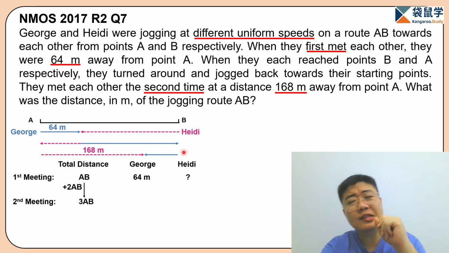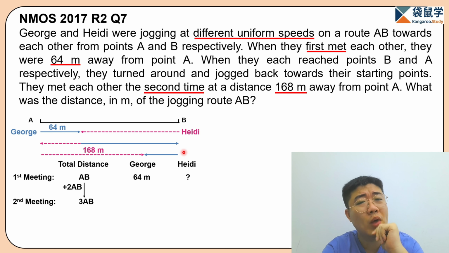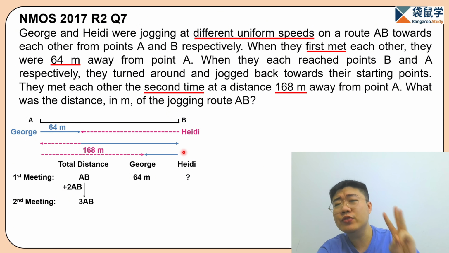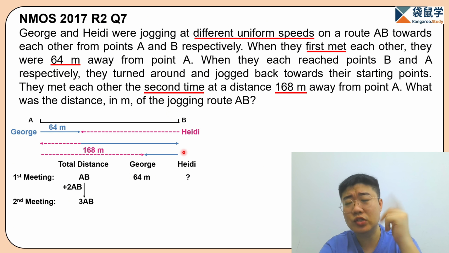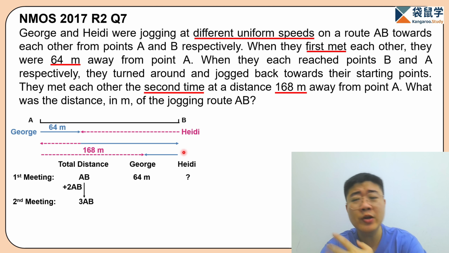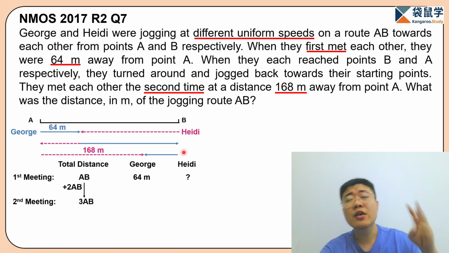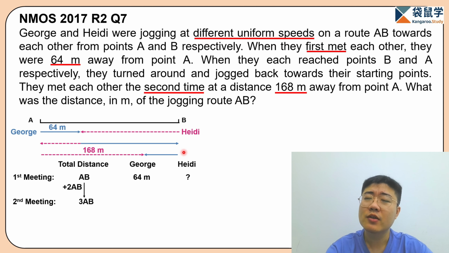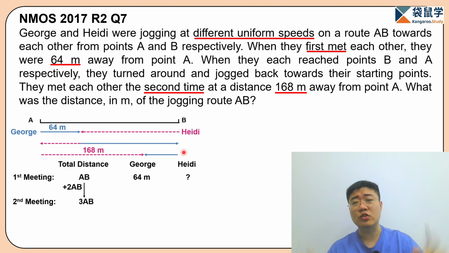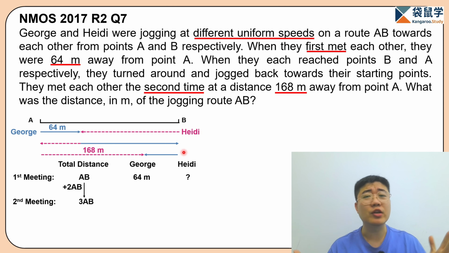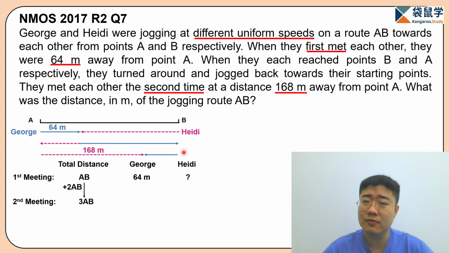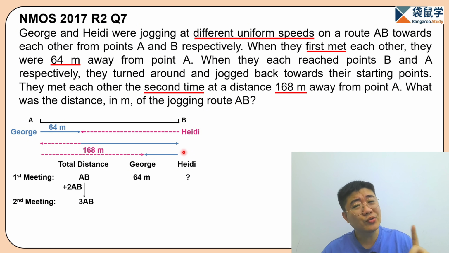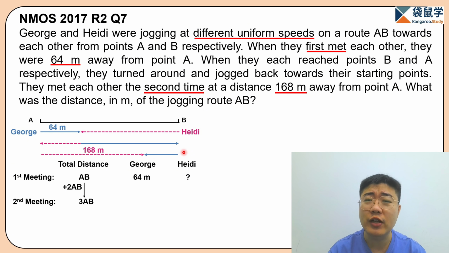So now, let's think about this. At first, they travel 1 AB. Now they travel 3 AB. What is the relationship here? We're going to realize that now the distance traveled is 3 times before. So let's think, if the total distance traveled is 3 times before, how about the individual distance traveled by George and Heidi? Oh, so we are going to realize, right, because both of them did not change their speed throughout the journey, so each of them is also going to travel 3 times the distance before.